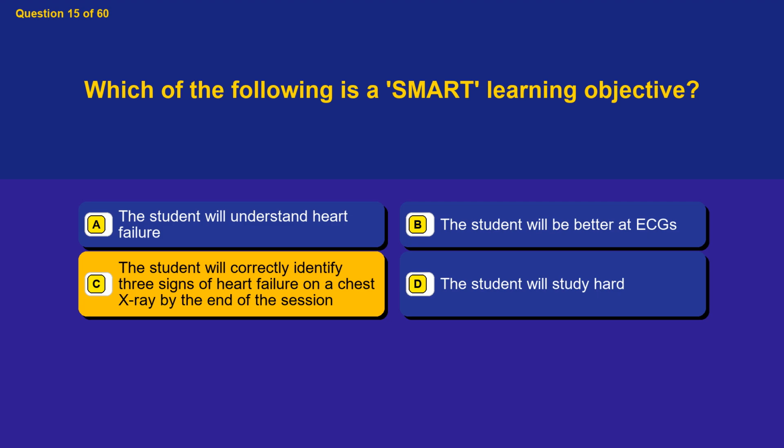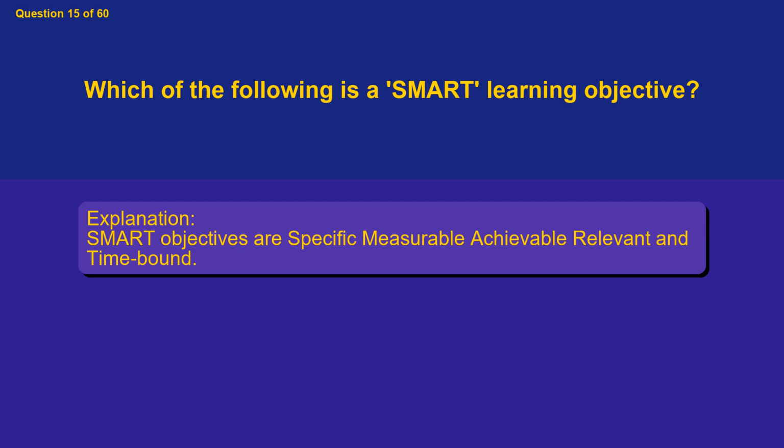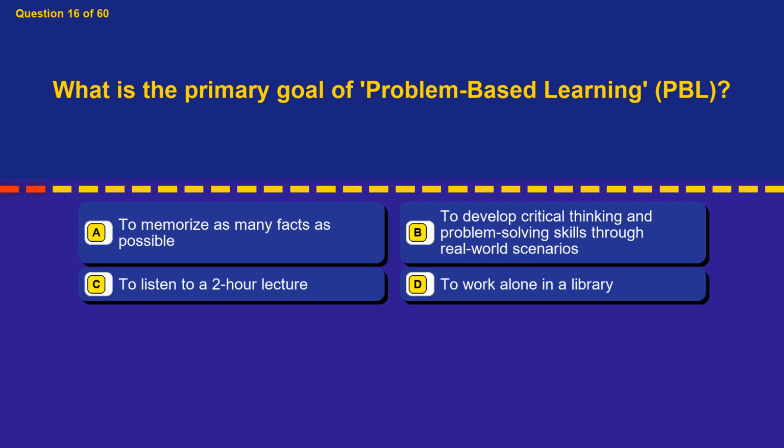The correct answer is option C. The student will correctly identify 3 signs of heart failure on a chest X-ray by the end of the session. SMART objectives are specific, measurable, achievable, relevant, and time-bound. Question 16. What is the primary goal of problem-based learning (PBL)?